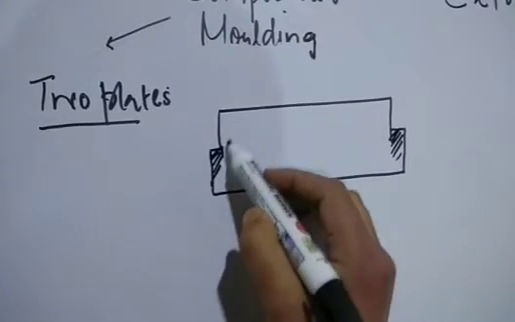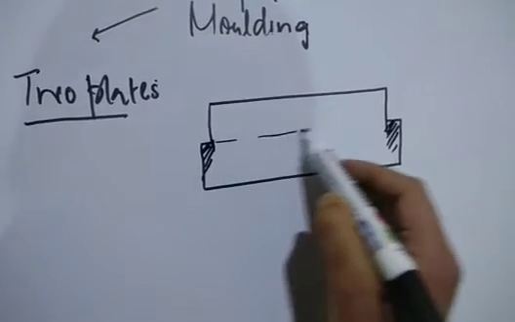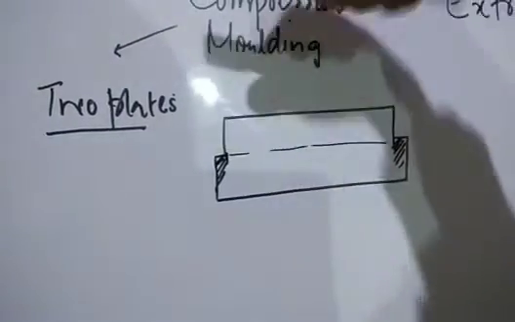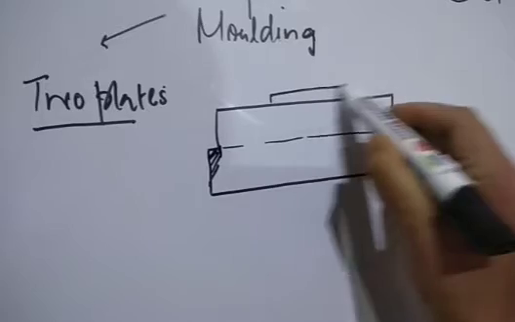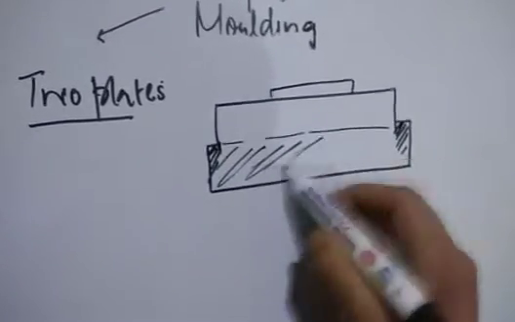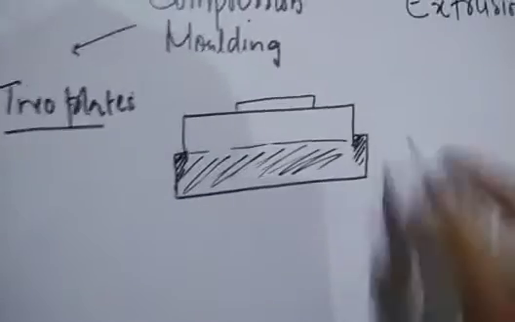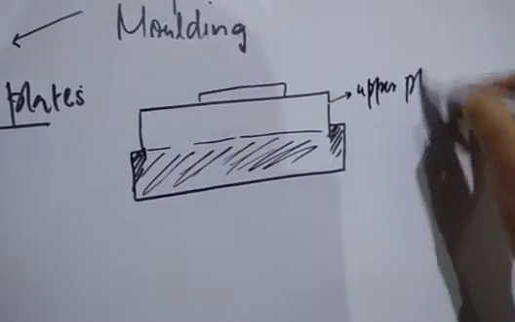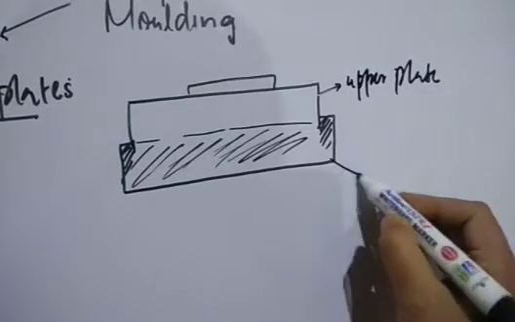So these are the two setups. Let us say this is the upper and this is the lower. Fine. So these two are movable. We can remove this. So this is your upper plate and this is your lower plate.